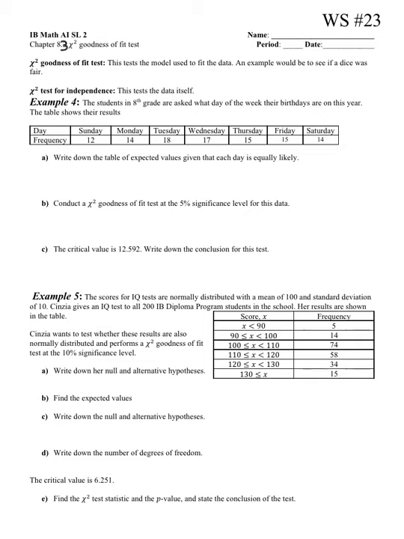So the chi-square goodness of fit test is a test that's used to test the model used to fit the data, okay, as opposed to the chi-square test for independence, which tests the data itself. What I mean by that is a good example for chi-square goodness of fit would be to see if a dice was fair.